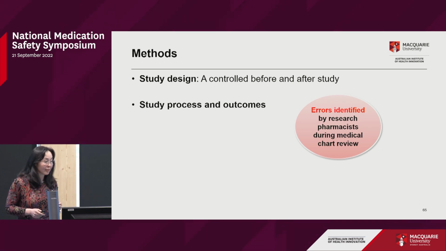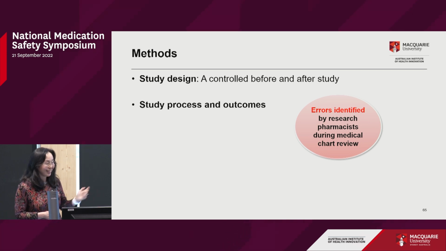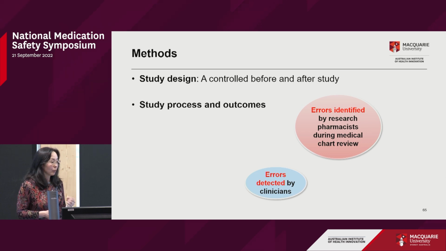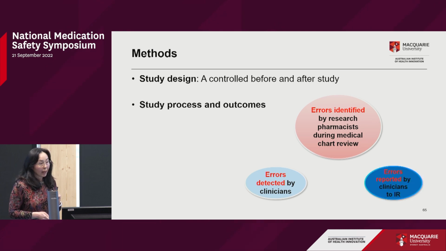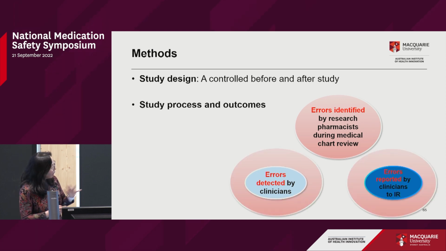First, all the errors are identified by our research pharmacists using predefined definitions, as Aaron explained nicely in the last session. And this is going to be our denominator. Then during the medication chart review process, our pharmacists also flagged those errors detected by clinicians if they saw any evidence on the chart, in paper and eMM. Another set of errors are those reported to the incident report systems. We have the incident reports extracted from the hospital systems and classified by our research pharmacists using the same definition. And as I said, the errors identified by the pharmacists are going to be the denominator.